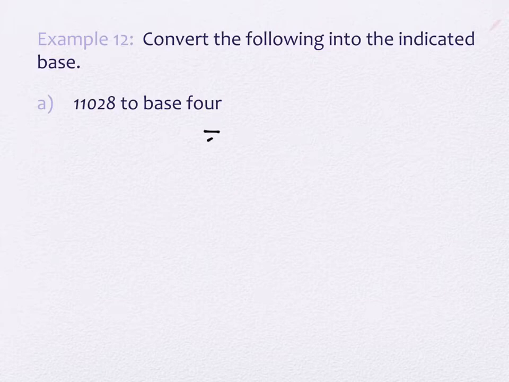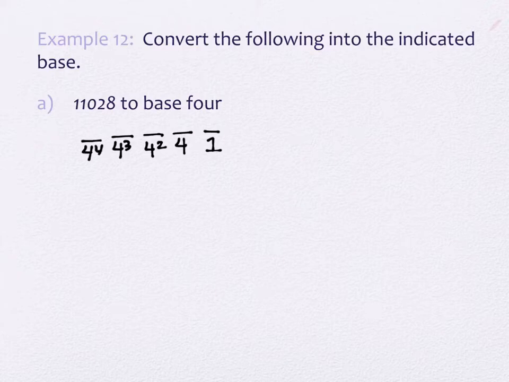So we have the 1s place, the 4s place, 4 squared, 4 cubed, 4 to the 4th, and they would keep going up. We kind of need to know what these numbers are to know when to stop. So 4 squared, of course, is 16. What's 4 cubed? It's 64, yeah. What about 4 to the 4th?